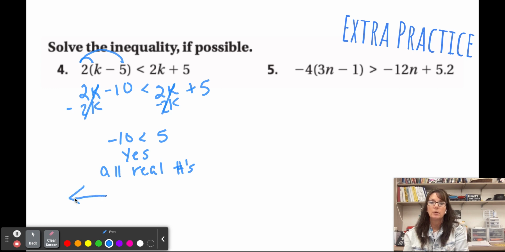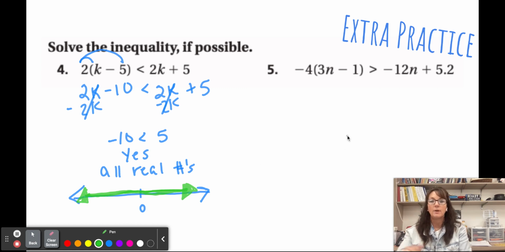What does that look like when graphed? Well, I would have a number line, somewhere marked, and then basically everything is shaded in, with an arrow going to both sides, showing that everything is included. Okay, that's how I could graph that.